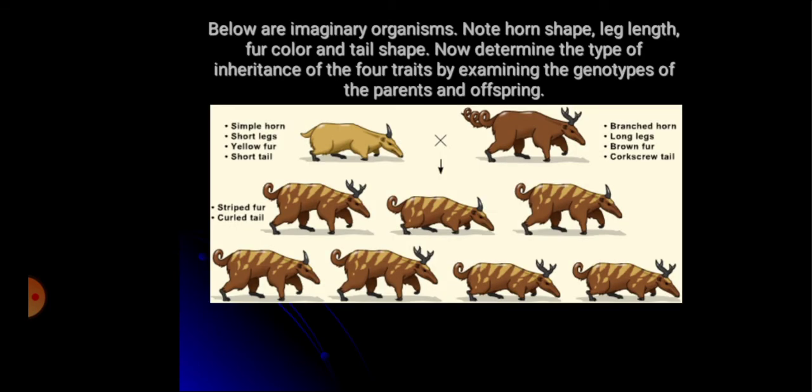Below are imaginary organisms. Note horn shape, leg length, fur color, and tail shape. Now, determine the type of inheritance of the four traits by examining the genotypes of the parents of offspring. Tignan po natin maigi. Sa simple horn, short legs po siya. Yung isa po dito in our left area, the animal with simple horn, short legs, yellow fur, and short tail. While in the right hand, the branch horn, or mas malaki, long legs, brown fur, and corkscrew tail.